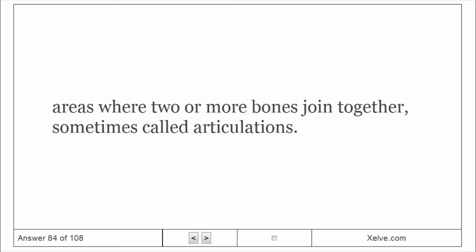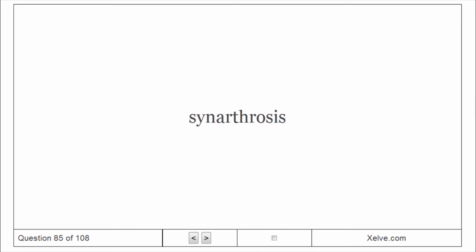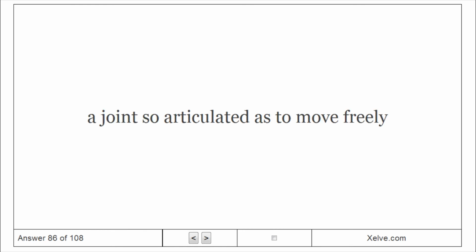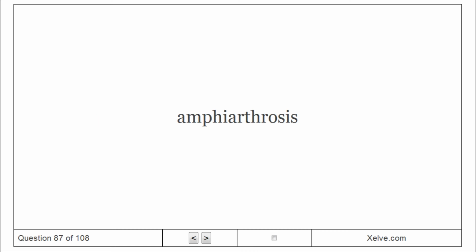Joints. Areas where 2 or more bones join together, sometimes called articulations. Synarthrosis. An immovable joint. Diarthrosis. A joint so articulated as to move freely. Amphiarthrosis. Slightly movable joint.